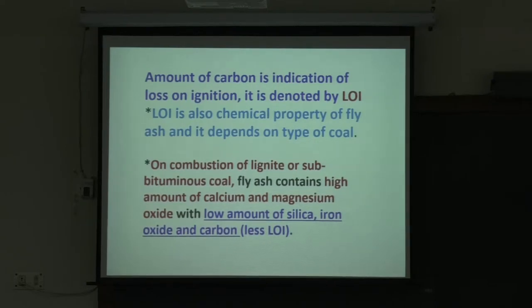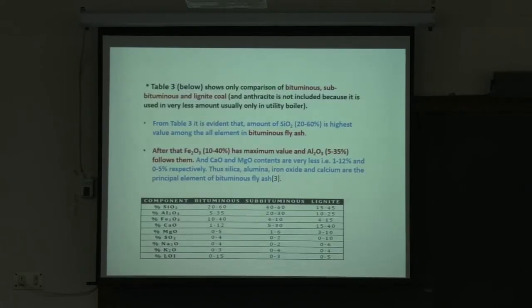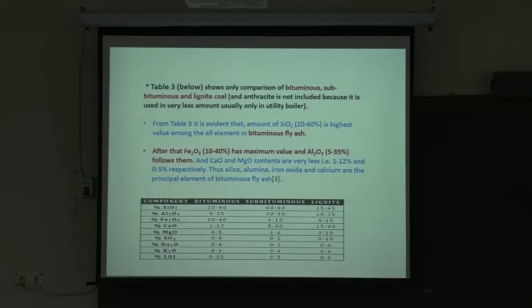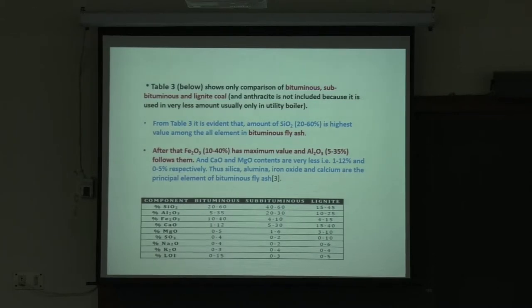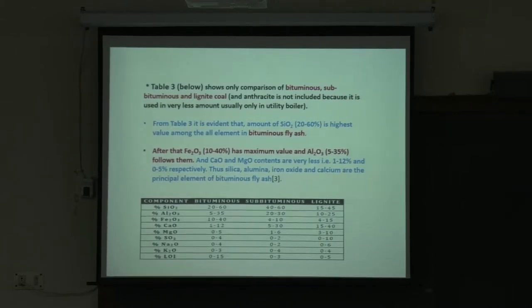On combustion of lignite or subbituminous coal, fly ash contains a high amount of calcium and magnesium oxide with a low amount of silica, iron oxide and carbon. That means it has less LOI. Table 3 shows a comparison of bituminous, subbituminous and lignite coal. Anthracite is not included, it is used in very small amounts, usually only in utility boilers.